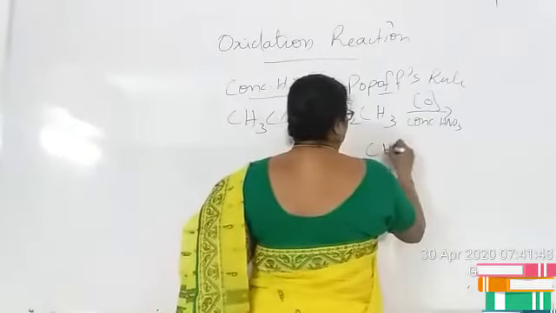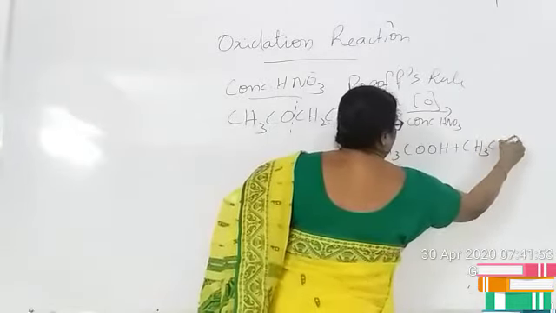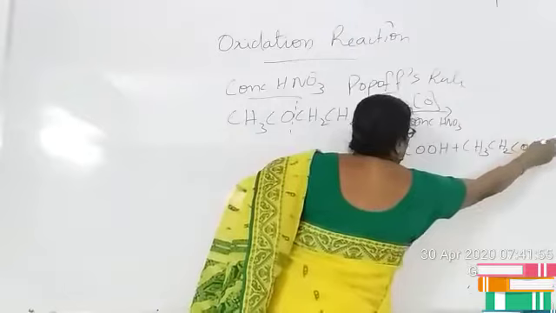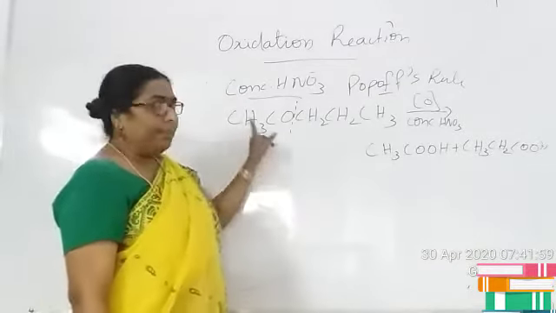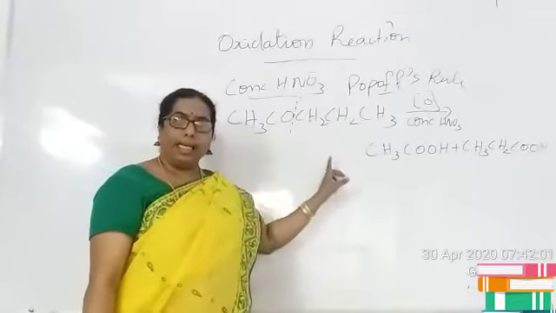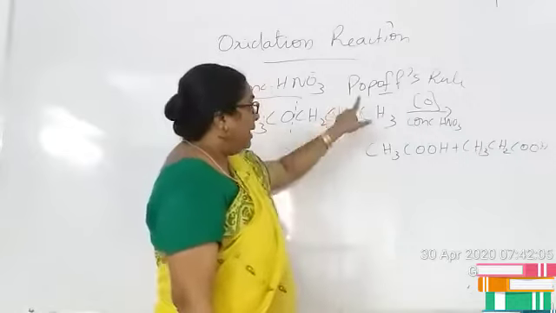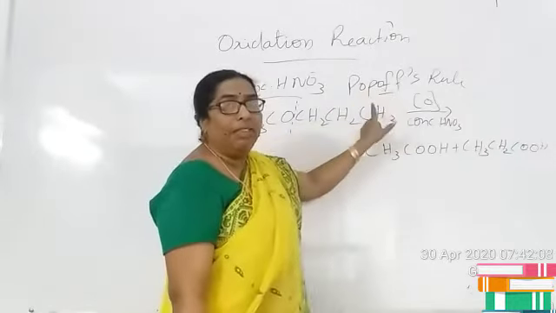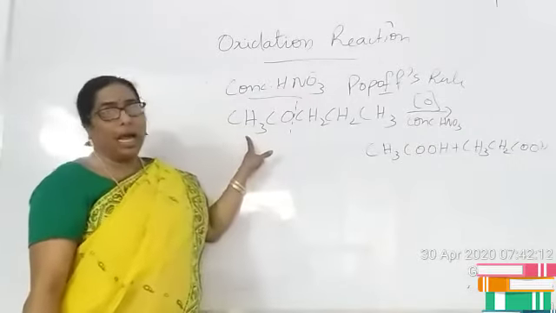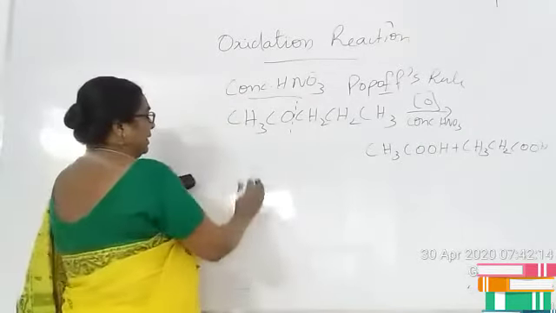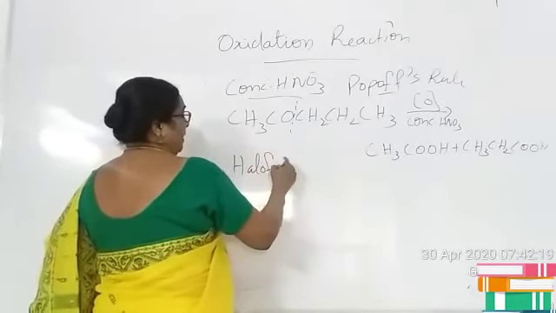That means you will get a mixture of ethanoic acid and propanoic acid. Is it clear, children? So ketones undergo oxidation only in the presence of a strong oxidizing agent and produce the corresponding acids. And here we follow Popoff's rule, which states that the keto group stays along with the smaller alkyl group. The next reaction we can consider is the haloform reaction.